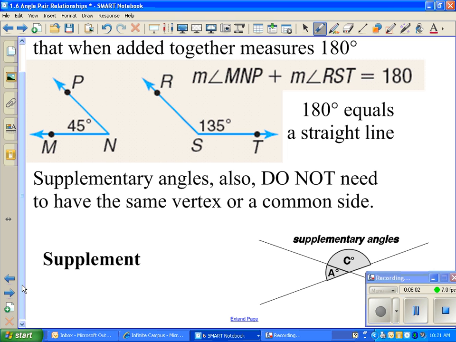All right. You may hear the word supplement. It's just talking about one of the angles. What's the supplement of angle MNP? Maybe the angle RST. Yes, very good.